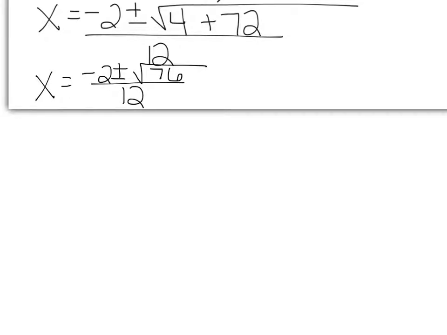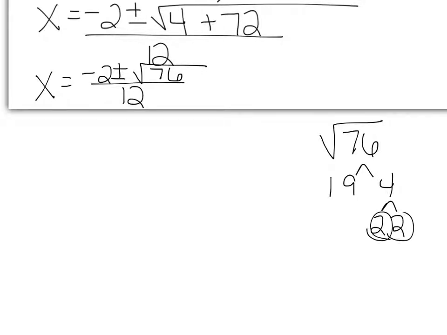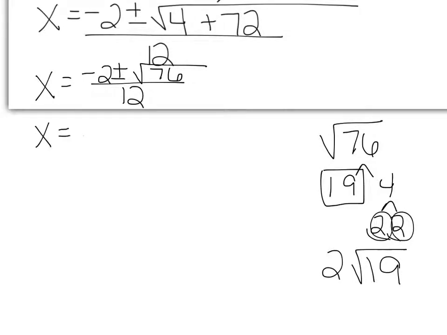Now we need to find out if 76 can be reduced. So we've got the square root of 76. So what times what gives me 76? 19 and 4. And 4 is 2 and 2. So I can bring a 2 out front, and I'm left with a 19 inside. So I'm going to rewrite this, but instead of the square root of 76, I'm going to write 2 square root of 19.